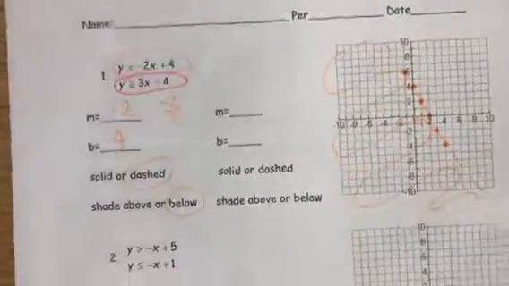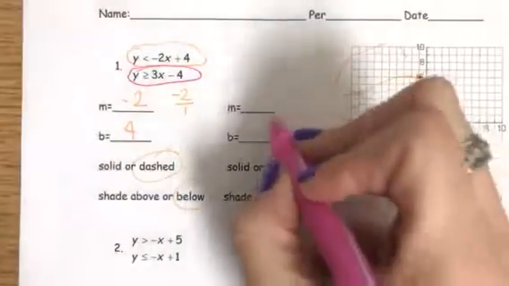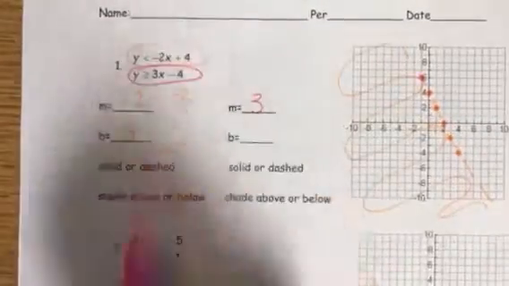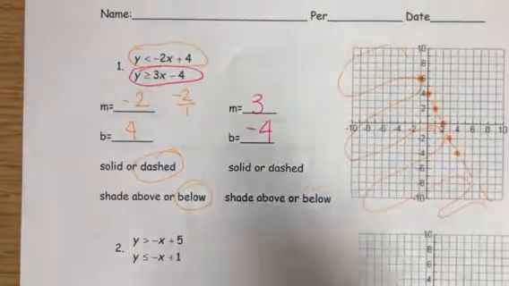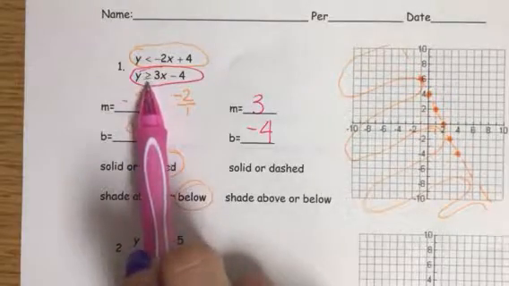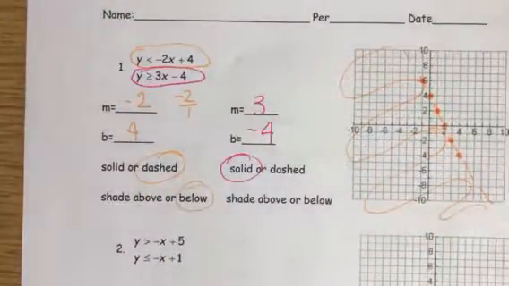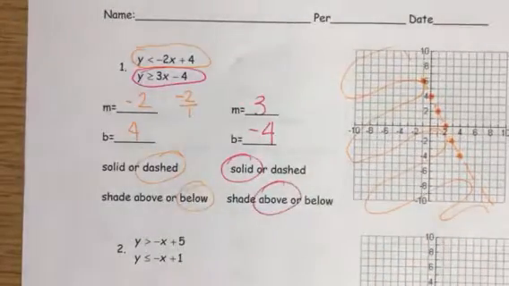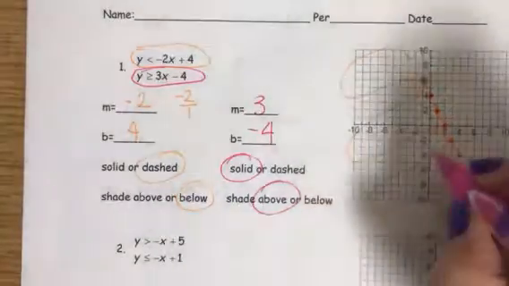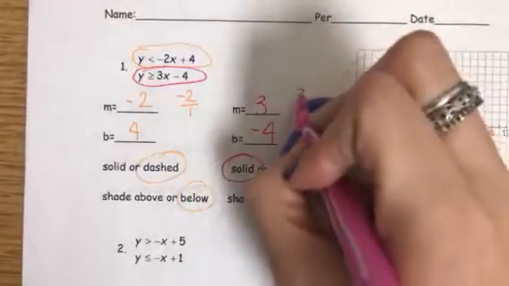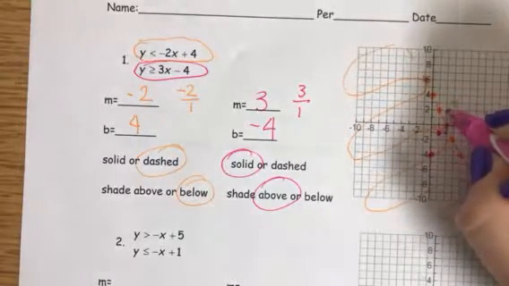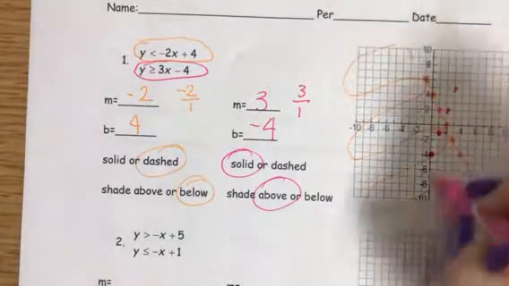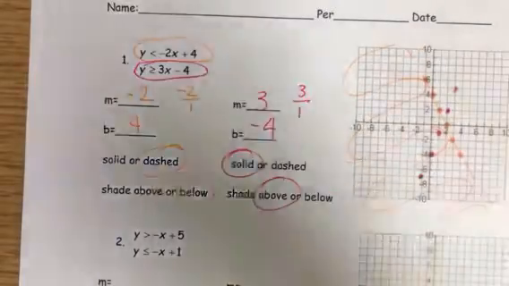Then let's look at the second equation. Again, we're just finding m and b, same as y equals mx plus b. So m is 3, b is -4. Now, this does have the solid line underneath it, the or equal to, so this is going to be a solid line. And we are going to shade this above. So we're going to start at -4, fraction form, so up 3 over 1. Again, just enough to give ourselves a good idea of where this graph is going.